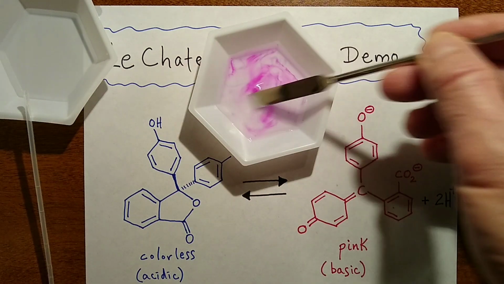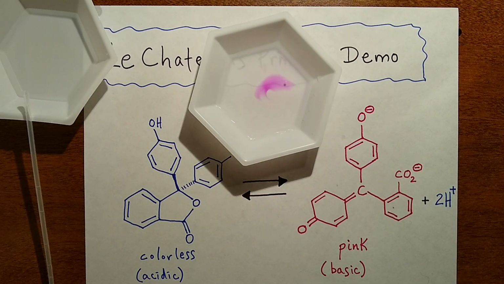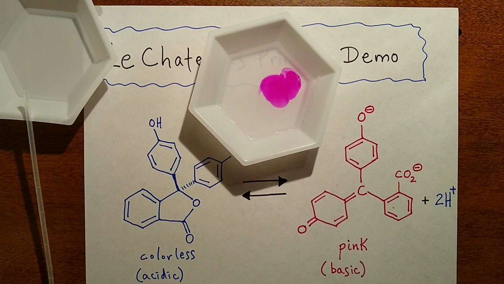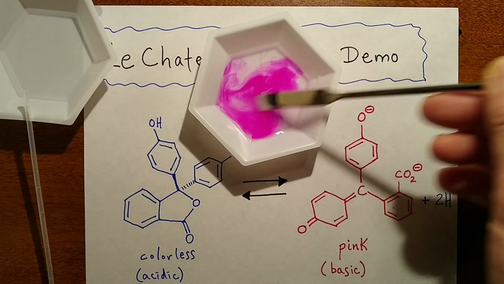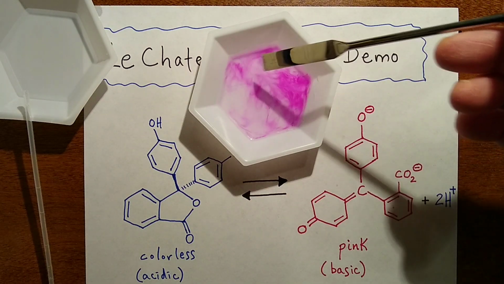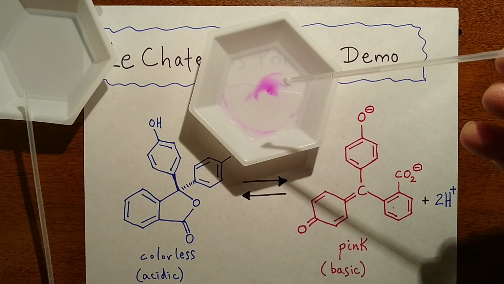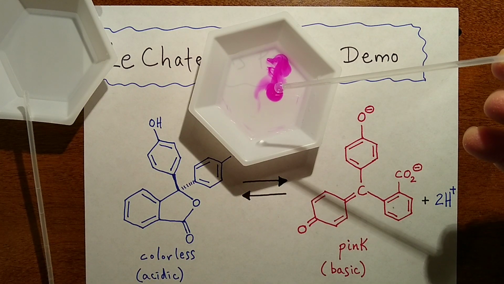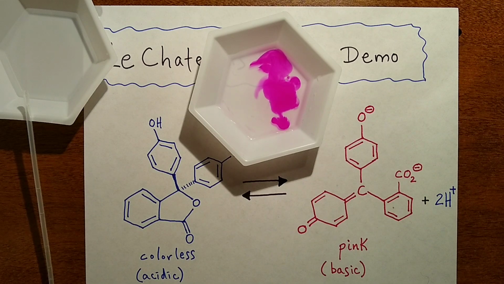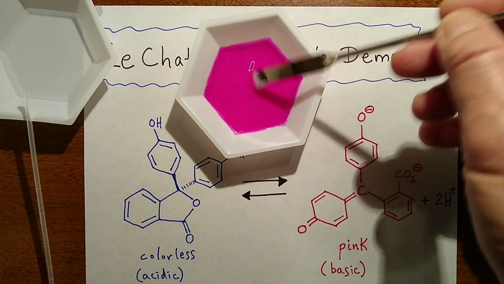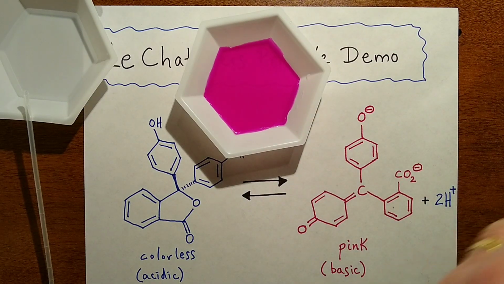I'm almost there. I'm almost to the basic side. I'm trying to cause a shift. Think about why it's shifting to the right. I'm adding a source of OH ions. I bet 2 more drops will do it. 1, 2. Maybe that was a little more than 2. There, now I'm to the pinkish side. It turned pink.